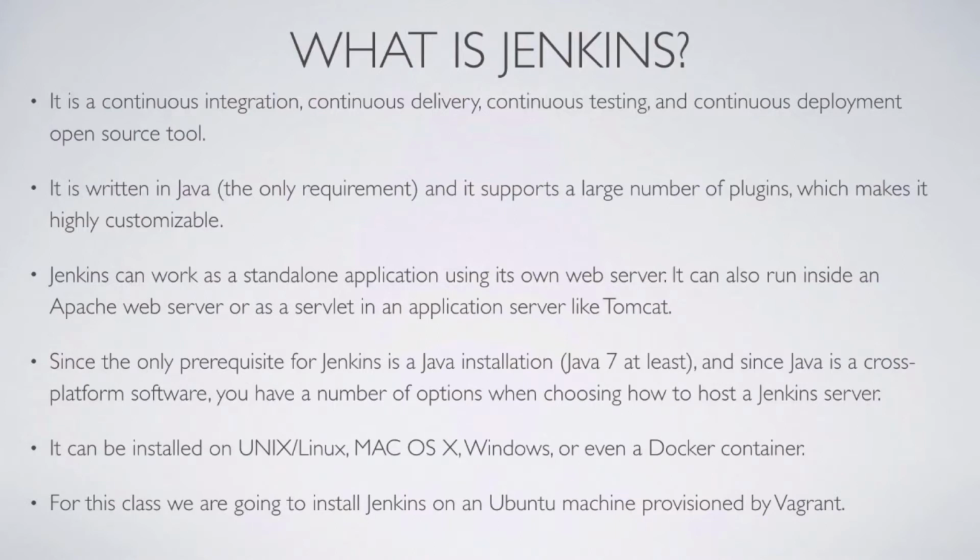Since Java is by definition and by default a cross-platform software, you have a large number of options when choosing how to host a Jenkins server, as we're going to have a look later in this section. So it can be installed on a Unix, Linux machine, Mac OS X, Windows, or even a Docker container. In this section, we are going to examine how to install it on Ubuntu Linux, on a Docker container, and using the standalone version, as well as inside a container.